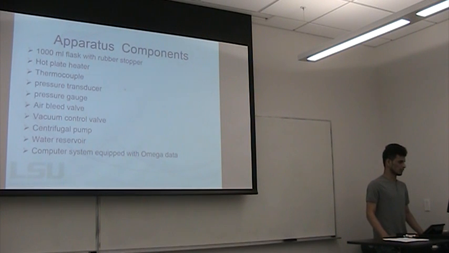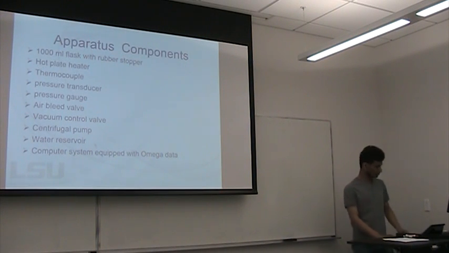And here is the list of the apparatus components. We'll need a 1,000 milliliter flask with removable stopper, hot plate, heater, thermocouple, and pressure transducer, which converts the pressure into electrical signals to encode all the data. And we'll need a pressure gauge, an air bleed valve, vacuum control valve, a pump, a water reservoir, and a computer system equipped with Omega data.